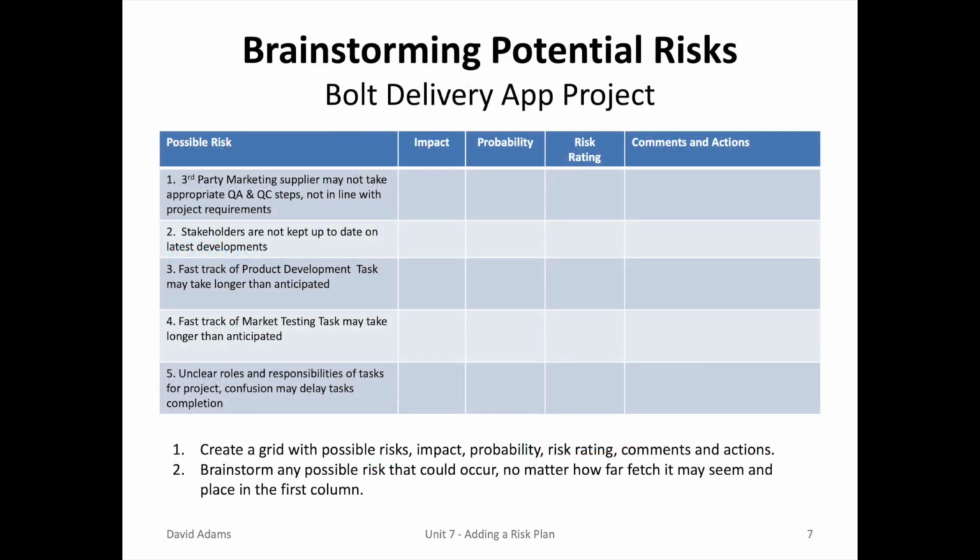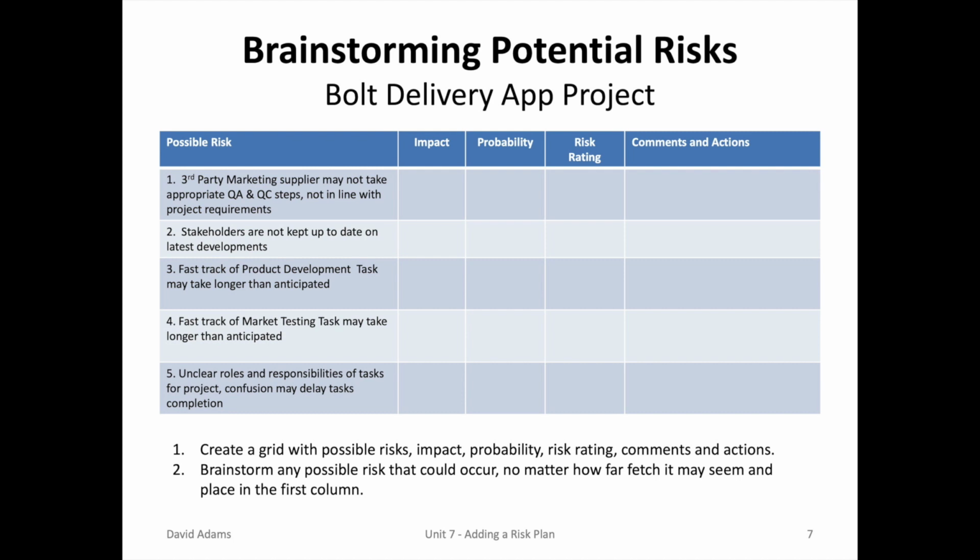So back to our case study, imagine our project team got together and brainstormed 5 possible risks. The first one was, what happens if the third-party marketing supplier does not take the appropriate quality steps, not in line with the project requirements? The second risk is stakeholders are not kept up to date on the latest developments.